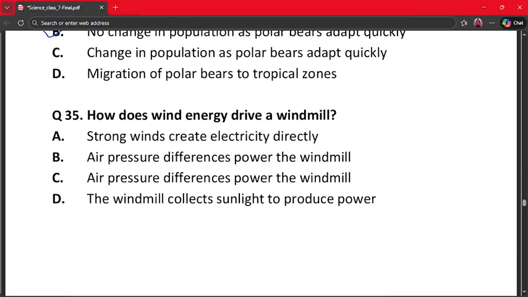The next question is question number 35. How does wind energy drive a windmill? A. Strong winds create electricity directly. B. Air pressure differences power the windmill. C. Air pressure differences power the windmill. D. The windmill collects sunlight to produce power. The correct answer is option B.